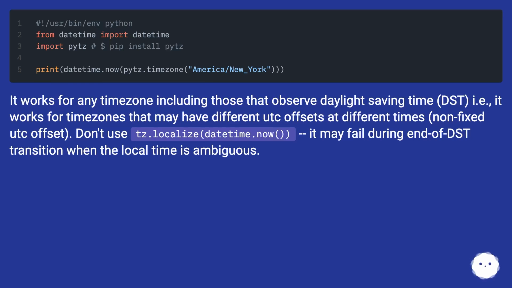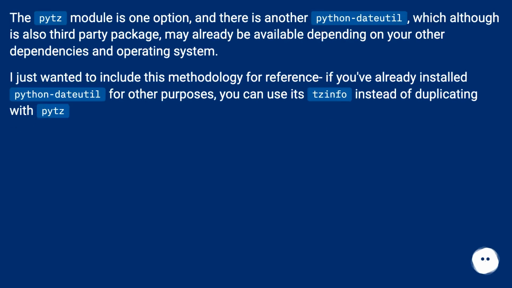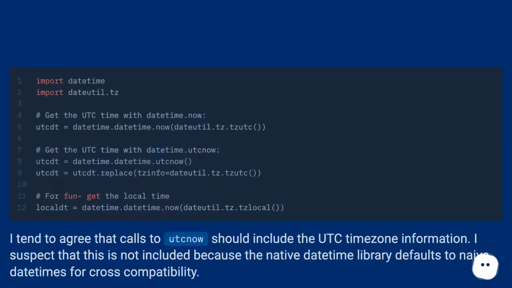Don't use tz.localize with datetime.now. It may fail during the end of a DST transition when the local time is ambiguous. The pytz module is one option, and there is another, python-dateutil, which although is also a third-party package, may already be available depending on your other dependencies and operating system. I just wanted to include this methodology for reference. If you've already installed python-dateutil for other purposes, you can use its tzinfo instead of duplicating with pytz.